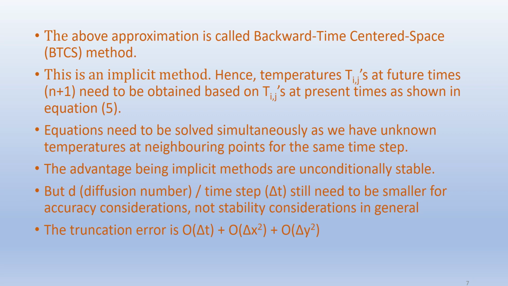Also, equations need to be solved simultaneously as we have unknown temperatures at neighboring points for the same time step. The advantage being implicit methods are unconditionally stable, but the diffusion number d and time step delta t still need to be smaller for accuracy considerations and not stability considerations in general. The truncation error of the BTCS method is of the order of delta t plus the order of delta x square plus the order of delta y square.